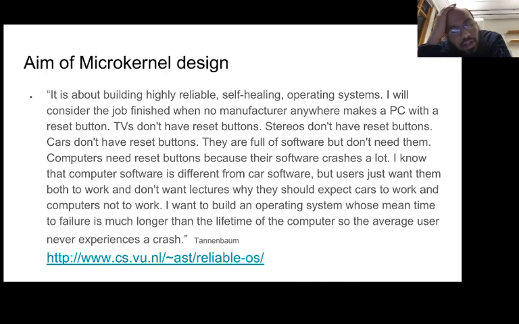Tannenbaum has some very nice and nasty blog posts where he talks about why monolithic kernels are bad, why we should refrain from using them, and why we should be using microkernels. I think this is basically my last slide. I would highly suggest that you go and check Andrew Tannenbaum's blog because it's really informative. It's quite nice.